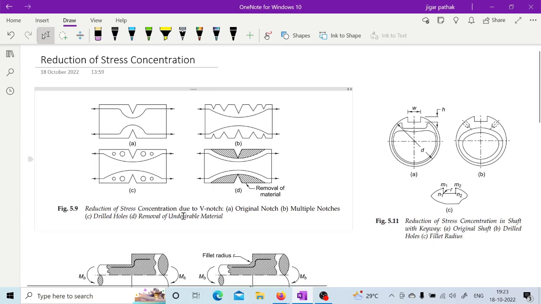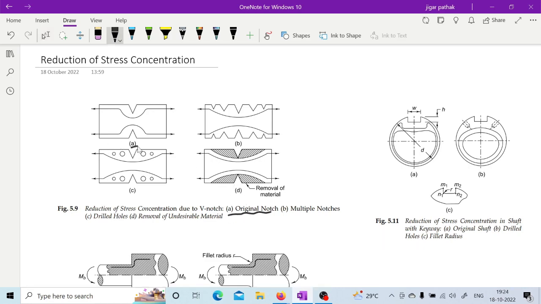So here the reduction of stress concentration due to a V notch is presented. In this figure A, the original notch is given. If this kind of notch is there, then you will have this kind of stress concentration. It means this very high stress concentration will be there in this particular case. Now if you want to reduce this kind of highly dense stress line, then you can provide multiple notches, right? From here you will have some kind of uniform distribution. So that is one way of reducing this stress concentration.